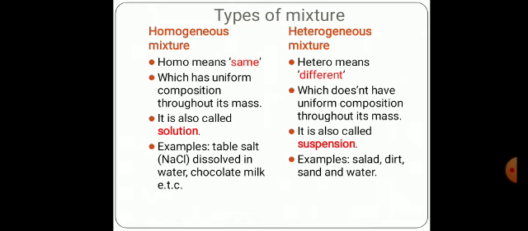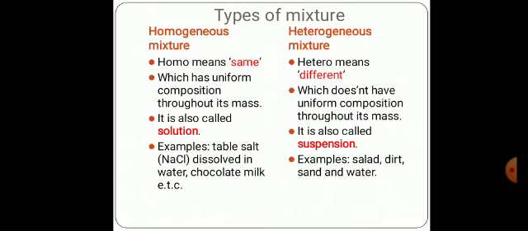Then the types of mixture. We have two types of mixture, homogeneous and heterogeneous. Homo means same, hetero means different. Homogeneous mixture has a uniform composition throughout its mass, means that they have the uniform composition. Uniform composition means same composition throughout its mass.